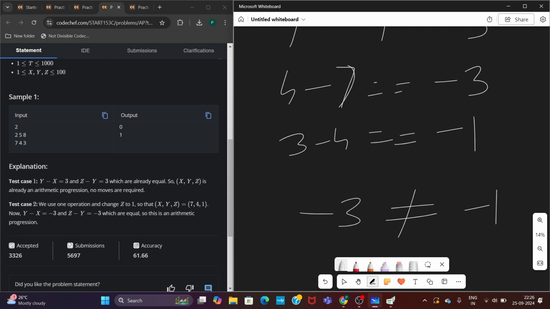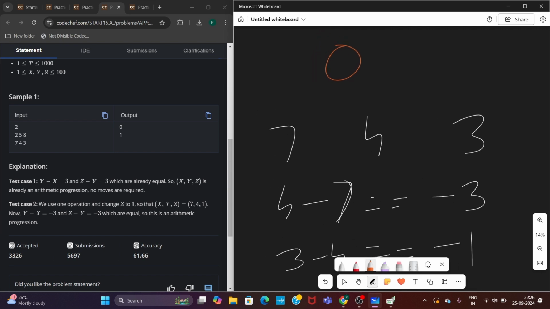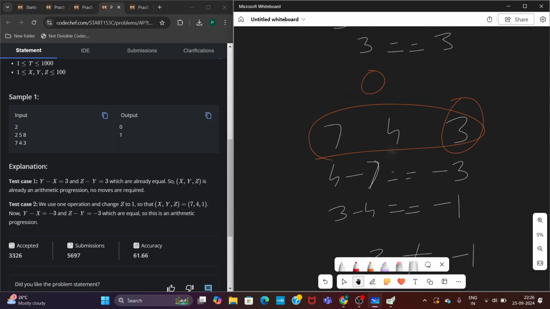Okay. But you have to make it an arithmetic progression. So for making it an arithmetic progression, you have to perform some operation on this array over here, so that the difference on both sides will be equal. So basically, we will start from the last position. For example, I have changed it to 1. Okay. Let's make it 1.